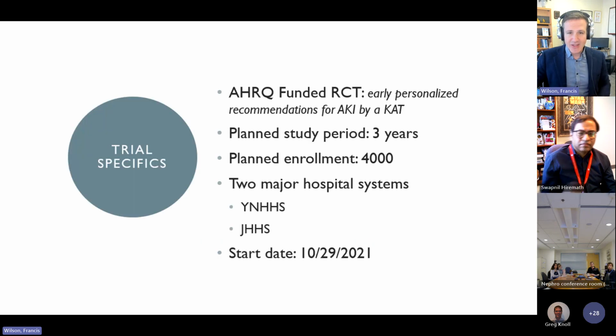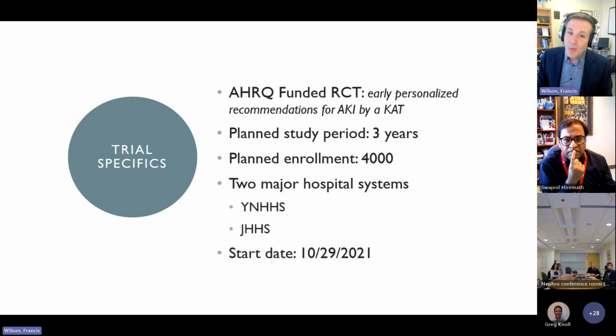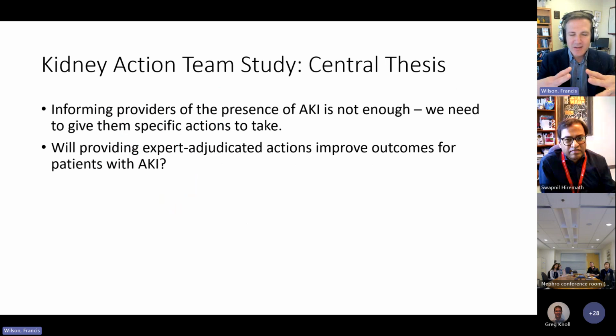So we developed the Kidney Action Team trial. This is an AHRQ funded study with enrollment of 4,000 people. We completed enrollment 2 weeks ago, very exciting. So we are just collecting our final outcomes. I don't have the results, but hopefully at a conference coming to you soon, we'll be able to present these results. But the basic idea is that we can't just inform providers of AKI, we need to give them specific actions to take, and will providing those actions improve outcomes?